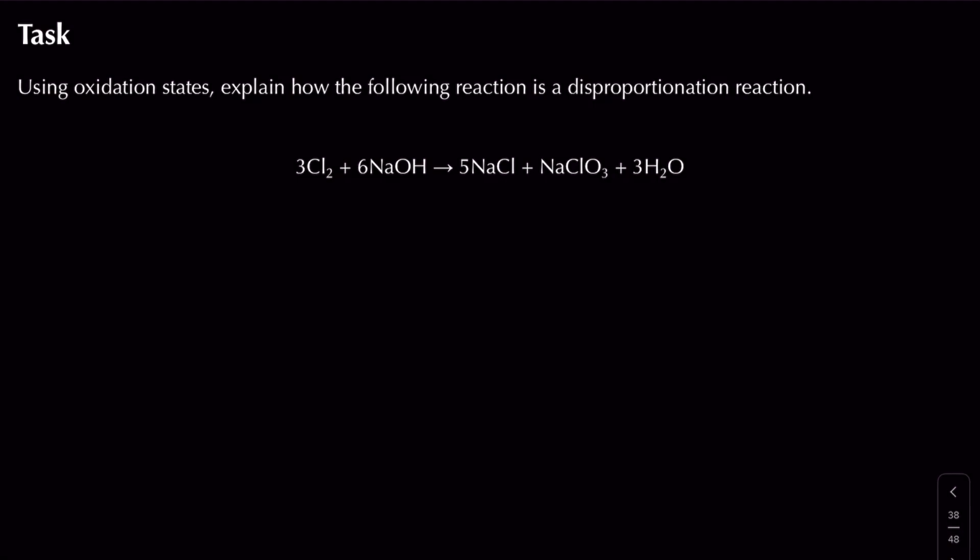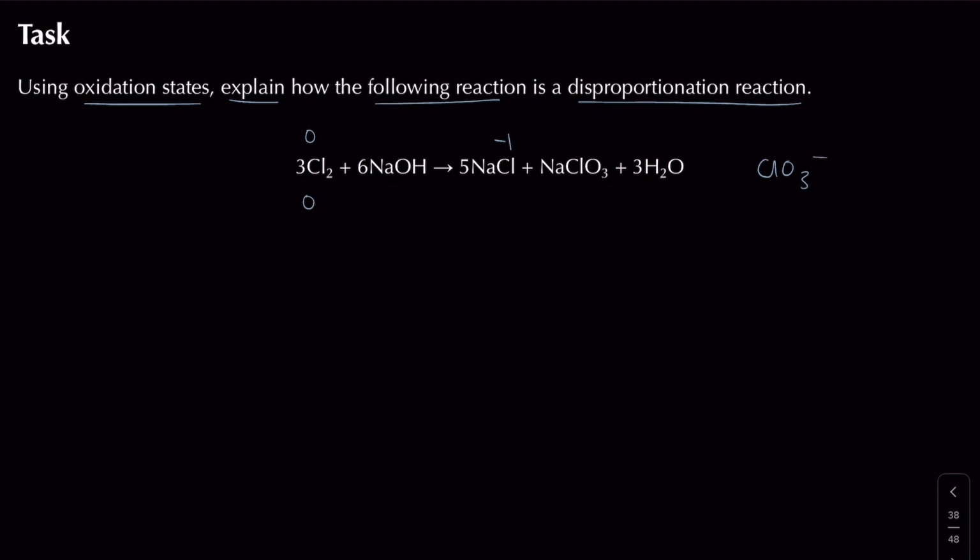So you're looking at this one, we're asked to use oxidation states to explain how the following reaction is a disproportionation reaction. So we need to find an element that's going to be simultaneously oxidized and reduced. And the one that we're interested in is actually going to be chlorine in this case. Of course, I'd recommend that you find the oxidation state of everything and then look at what changes. But chlorine here, it's going to be 0. Over here on the right hand side, it's going to be -1, so we know it's been reduced.